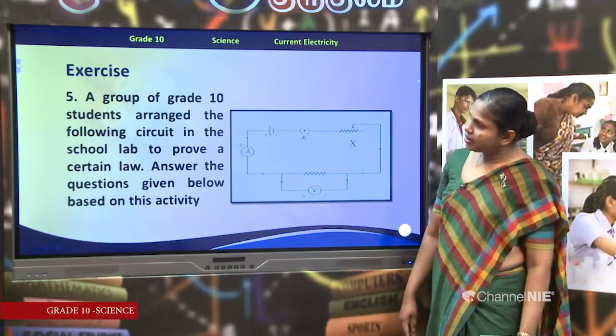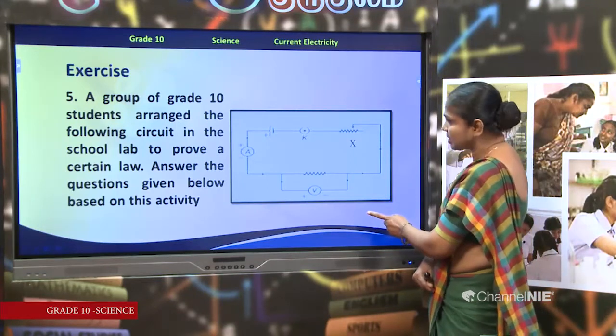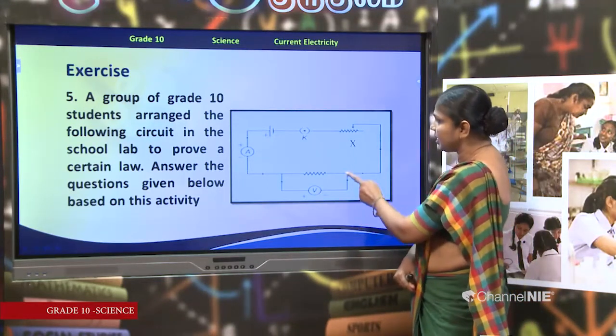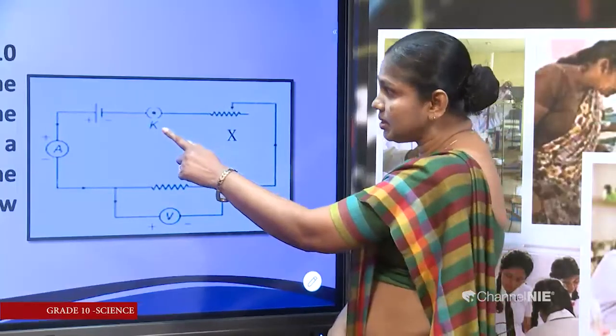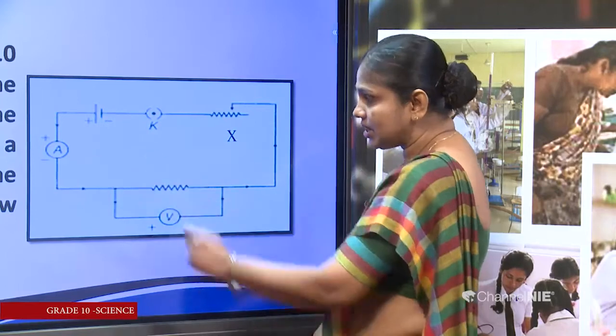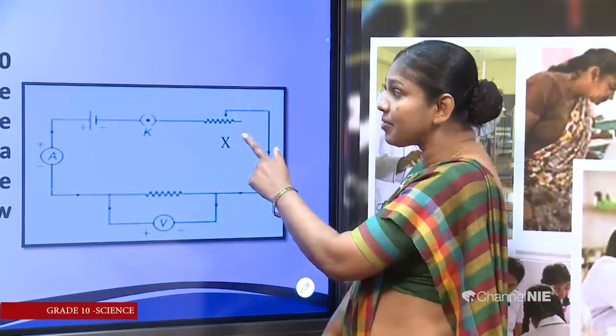Here it says, a group of grade 10 students arranged the following circuit in the school lab to prove a certain law. Answer the questions given below based on this activity. Now, you are familiar with this circuit, right? This is the circuit that we made. Now, before moving, just look at here, what are the devices connected, children? This is the switch, battery, ammeter, voltmeter and X. What is this X, children? This must be rheostat, right?